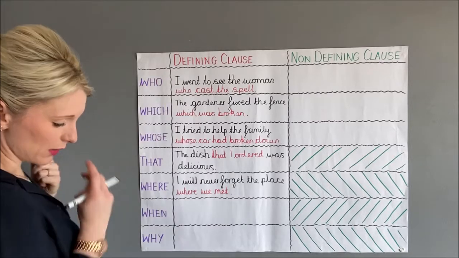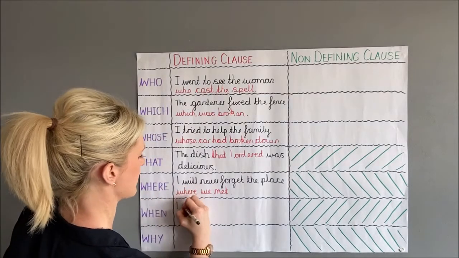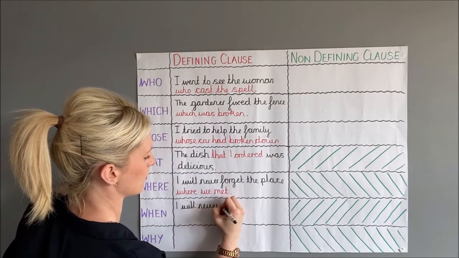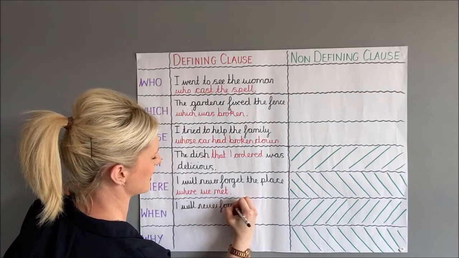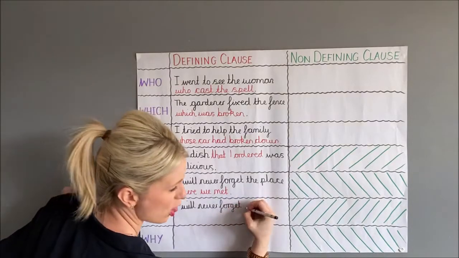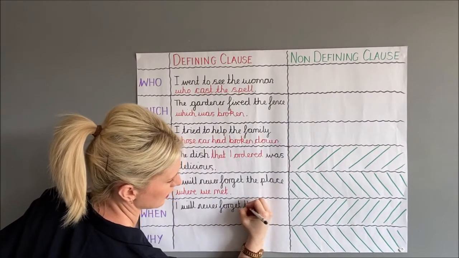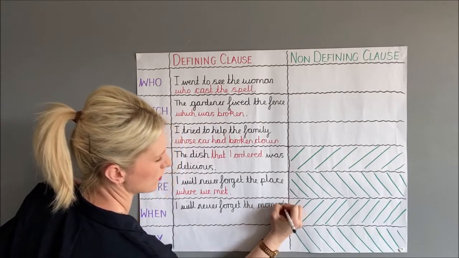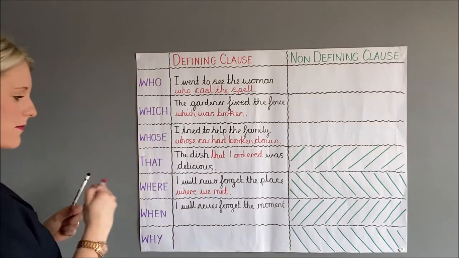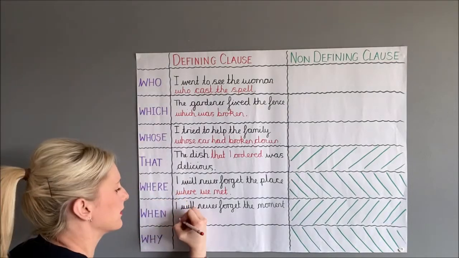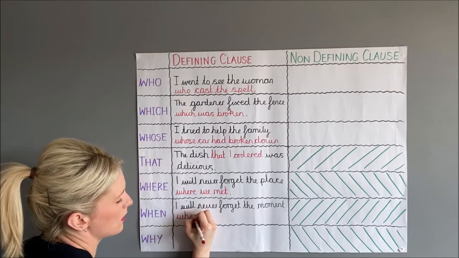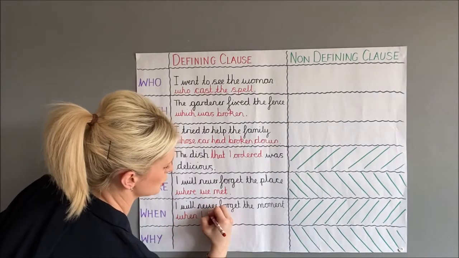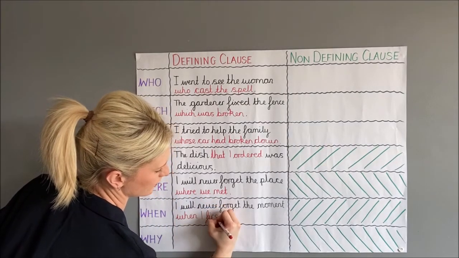Next one, I'm going to do another I will never forget. But this time, instead of the place, I'm going to say I will never forget the moment, and I'm going to say I will never forget the moment when. That's going to be my relative pronoun. I will never forget the moment when I first saw you.